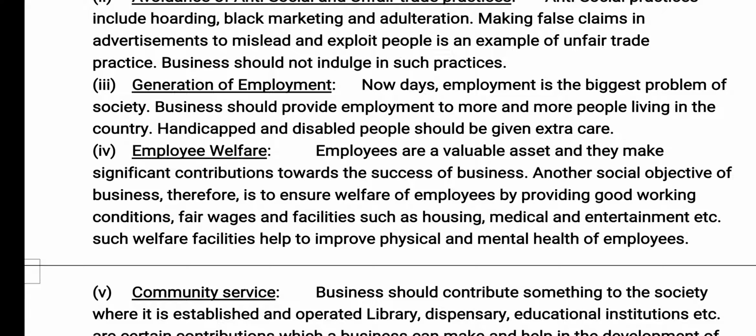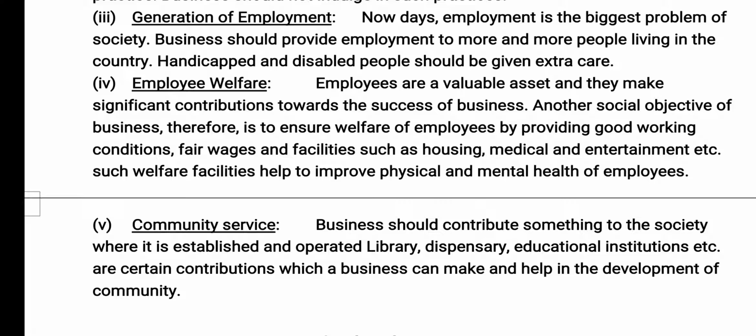Next one is community service. Community service means that you should contribute something to the society where it is established. Like you can open libraries, dispensaries, educational institutes, which are certain contributions a businessman can make to help in the development of the community. Like Tata built a cancer hospital in which cancer patients were given facilities for their treatment. So this kind of service can be given by the businessman so that they can do something good for the society.